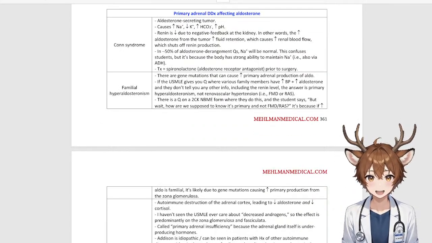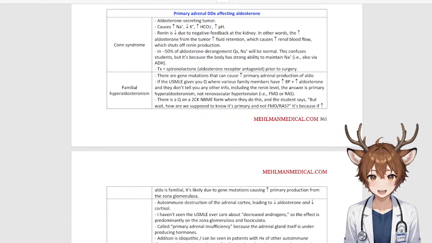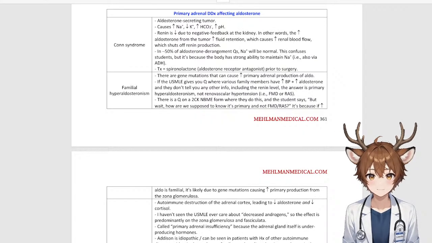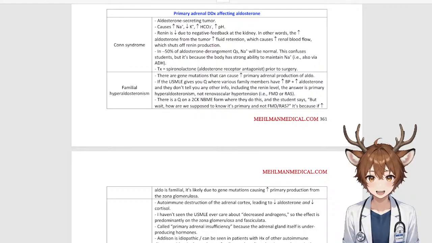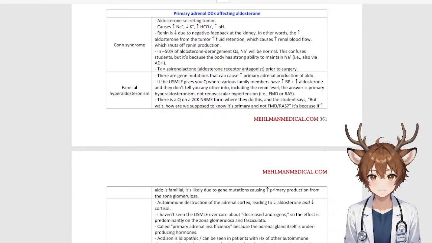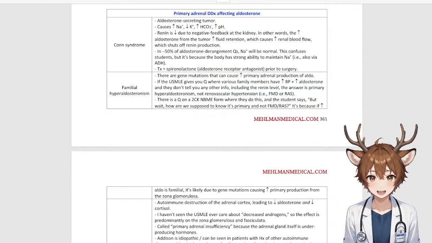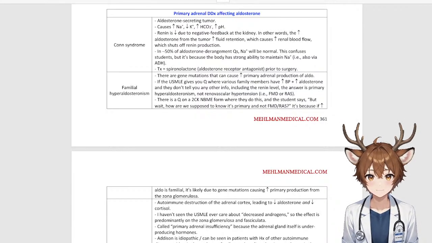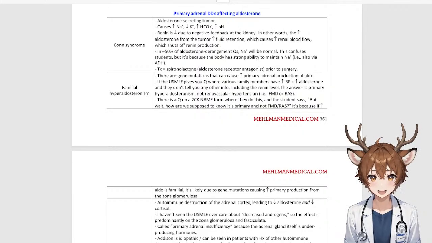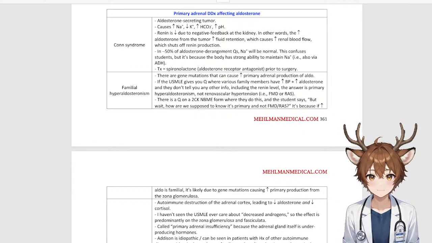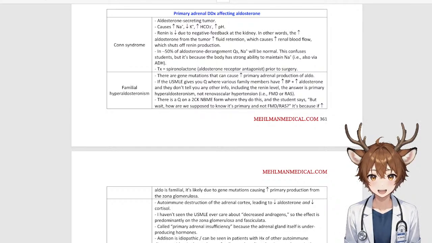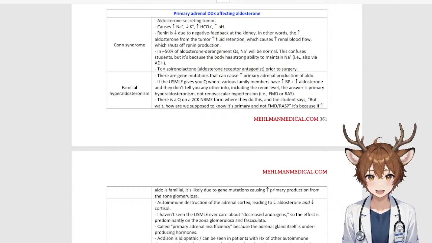What about primary adrenal differential diagnosis affecting aldosterone? So this is talking about Conn's syndrome. Conn's syndrome, an aldosterone secreting tumor, causes elevated sodium, lower potassium, elevated bicarb, and elevated pH. Renin is low due to negative feedback at the kidney. In other words, the elevated aldosterone from the tumor causes elevated fluid retention, which causes an elevated renal blood flow, which shuts off the renin production.